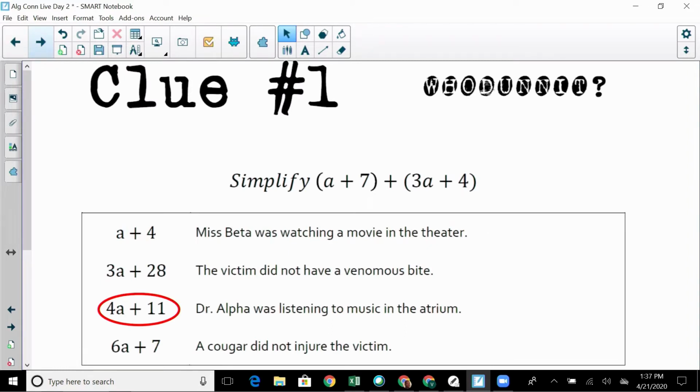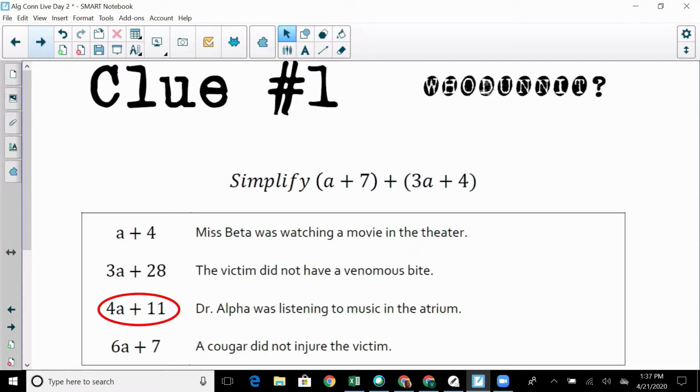So we had a mystery last week. I went through the first 4 clues. Let's review those clues and do the last 6 to solve this mystery. We're trying to figure out who done it, what was the location, and how did they murder the suspect.